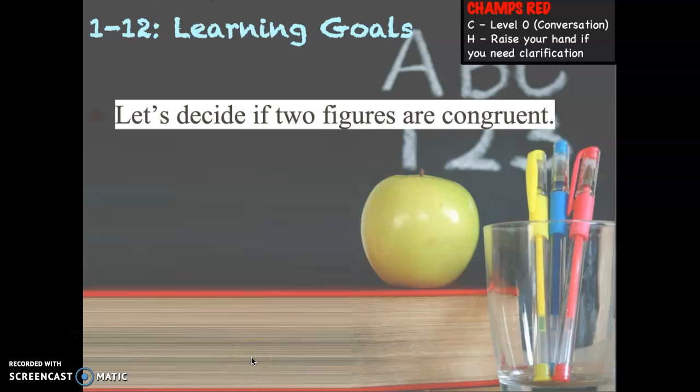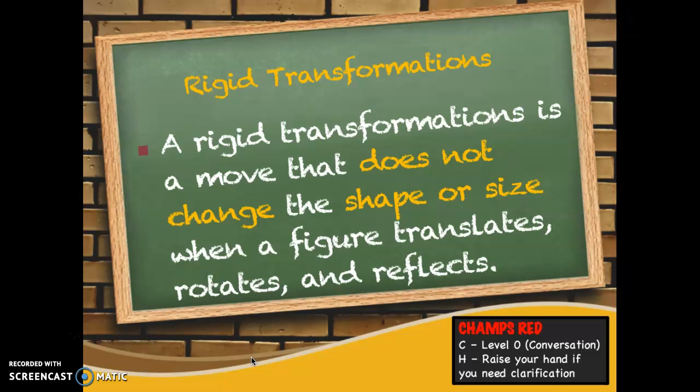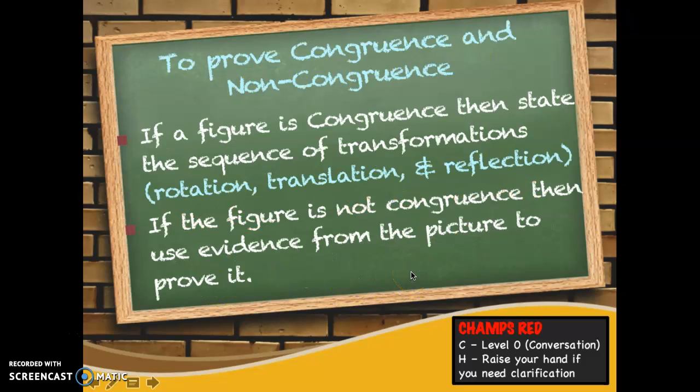We're going to decide if two figures are congruent. And again, congruency means the same size and the same shape. A rigid transformation meets the congruency because the shape and size do not change when it is translated, rotated, or reflected.